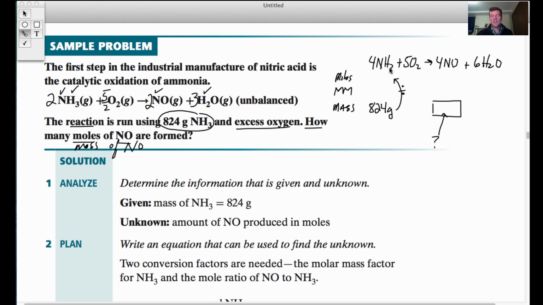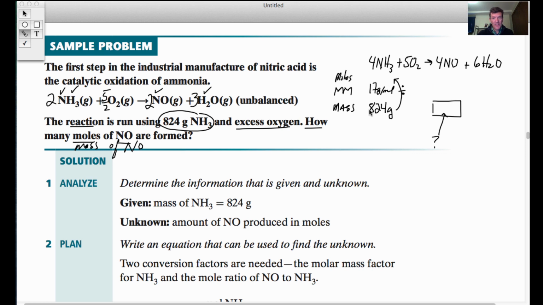Nitrogen is 14. Hydrogen is each 1. So that's 14 plus 3 is 17. Okay, just 1 mole, not 4. Even though there's a 4 there, I don't care about the 4 right now. I'm just finding the molar mass, just 1 mole. So 14 plus 3 is 17. 17 grams per mole for ammonia.